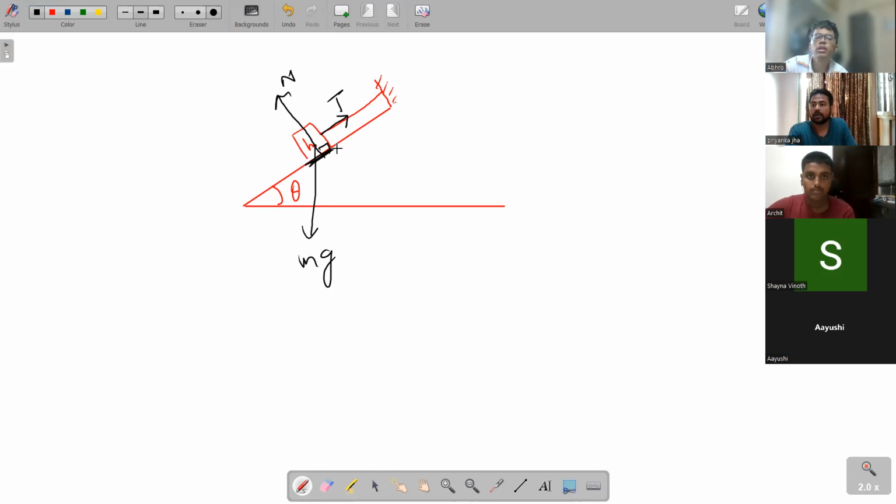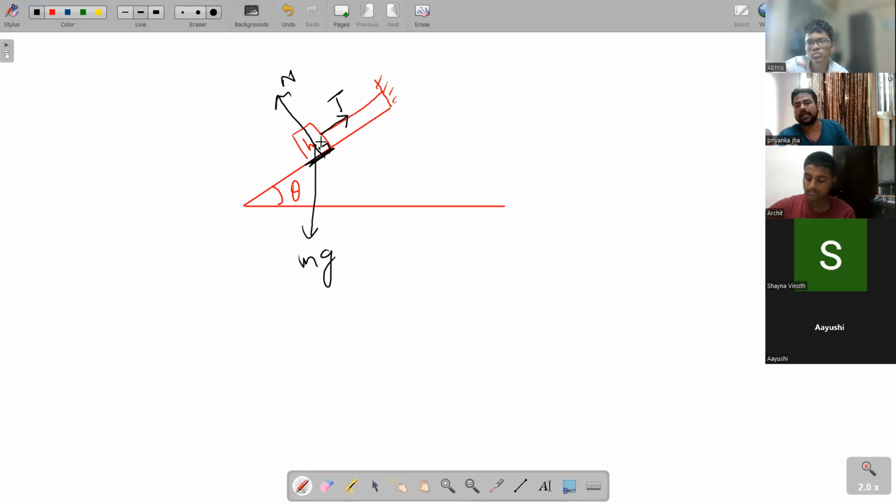Sir, there is friction? No, we are not studying friction right now. Friction has its own separate chapter, after that. So right now we are just talking about the frictionless case. There is no friction. Now if I talk about equilibrium, suppose this is in equilibrium.